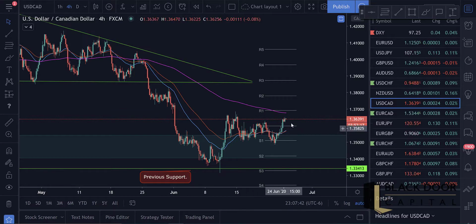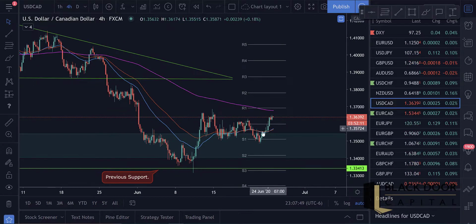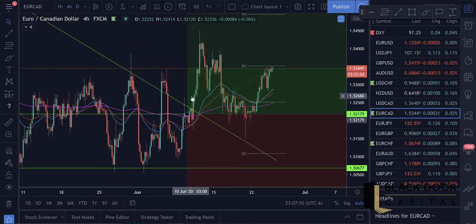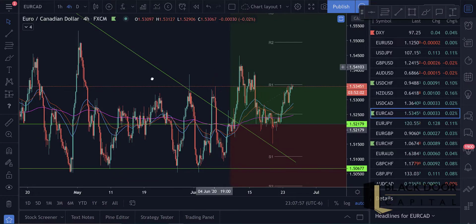The US CAD is a unique beast, of course, because it's so heavily correlated to oil, and we'll look at that in a minute. That's why you're seeing so much dollar strength, because oil really dumped today. And this was another trade that we've taken. We've sat on it for a little while.